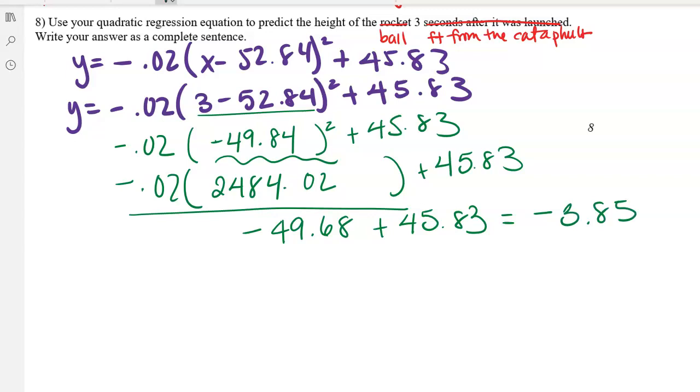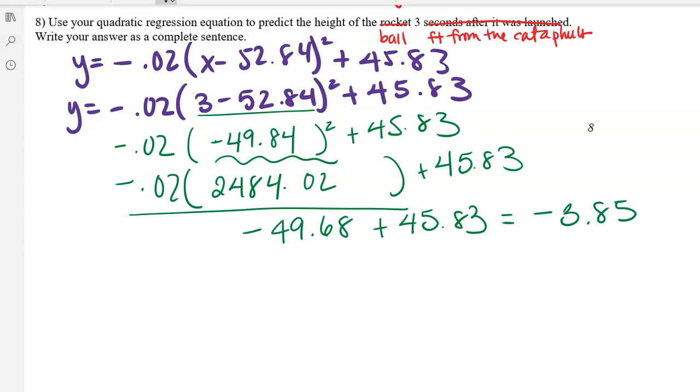So we have to analyze to see if it makes sense because we have to write this in a complete sentence, okay? This is a Y. Y represents what? Grace? Right. The height of the ball is 4 feet underground. Would this make sense? No, it will not.